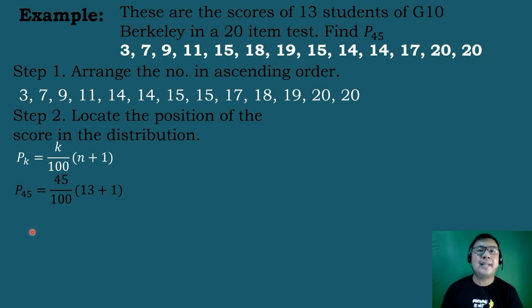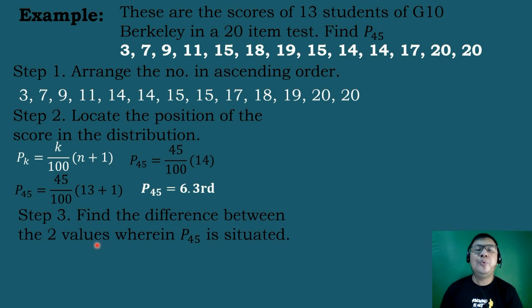And then for the next step, we will simplify this equation by adding these numbers. 13 plus 1 will be equal to 14. 45 times 14 divided by 100, and that is equal to 6.3. So the position of percentile 45 is at the 6.3 position.